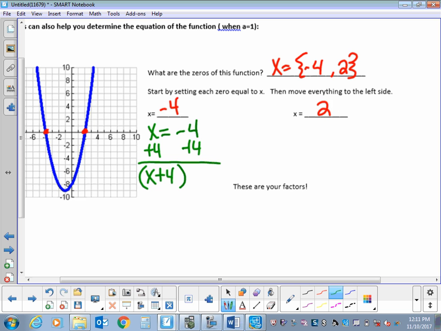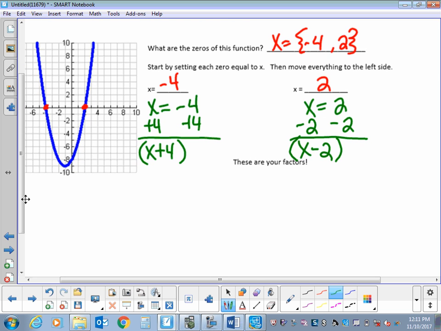Let's try the second x-intercept. x equals +2. How do I move it to the left side? Subtract 2. So I have x minus 2. Do you see a pattern? Whatever your 0 is, you can just take the opposite to make your factor. So these are your two factors: x plus 4, x minus 2.